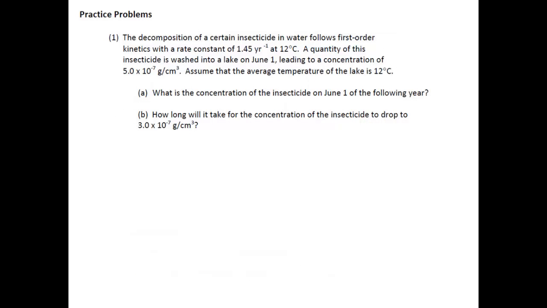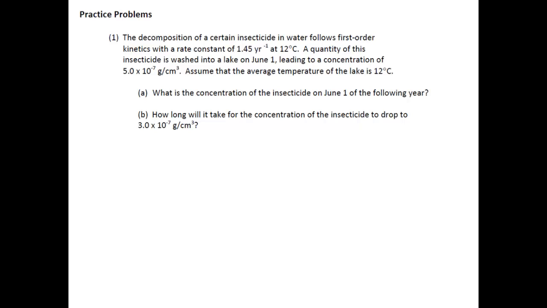Question number 1. The decomposition of a certain insecticide in water follows first order kinetics with a rate constant of 1.45 per year at 12 degrees Celsius. A quantity of this insecticide is washed into a lake on June 1st, leading to a concentration of 5.0 times 10 to the negative 7th gram per cubic centimeter. We're going to assume that the average temperature of the lake is 12 degrees Celsius.